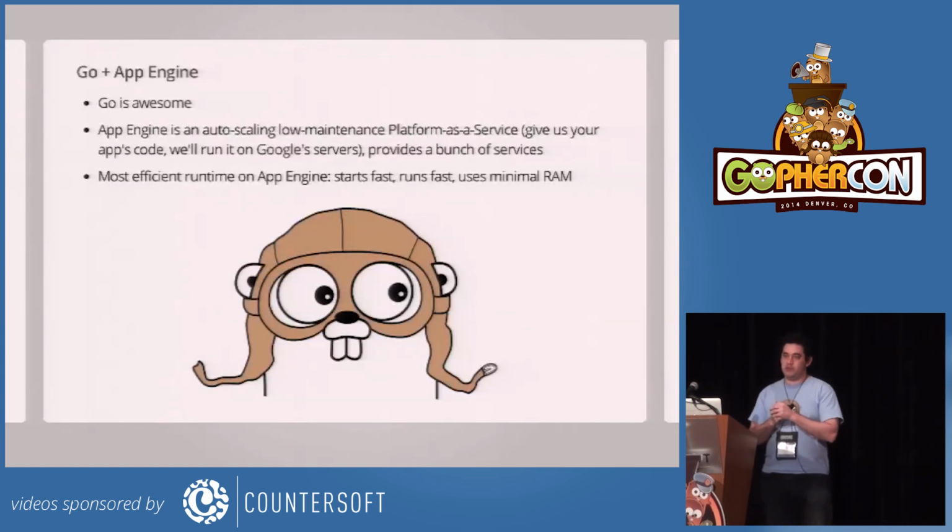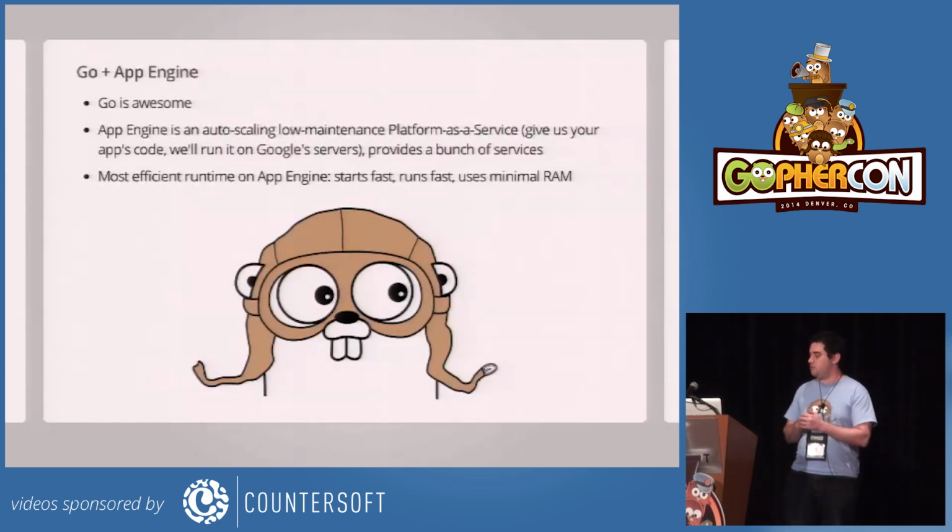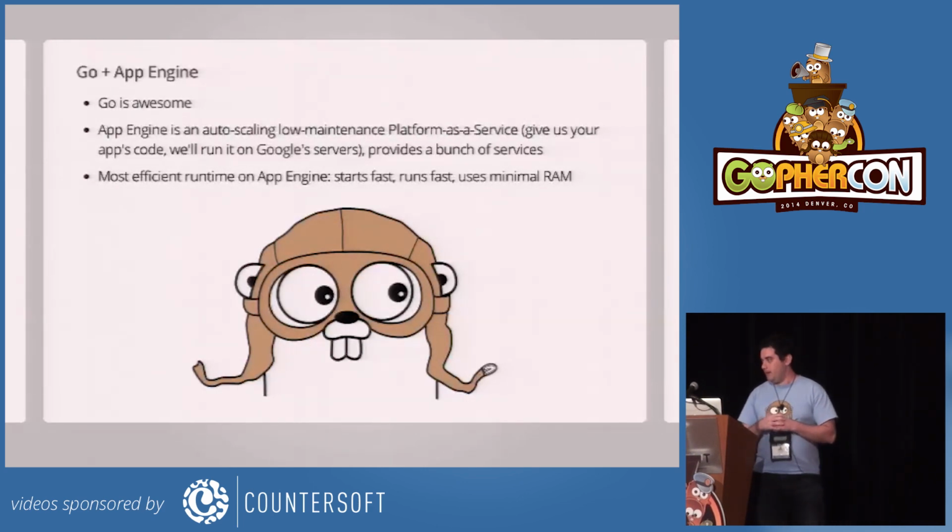It also provides a bunch of services, so you don't need to run your own memcache, you don't need to worry about setting up your own storage systems, you don't need to worry about how to send email without getting blacklisted from various places and so on. So we take care of that kind of stuff as well. And Go is the most efficient runtime on App Engine. It starts really fast, it runs really fast, and it uses very little RAM.